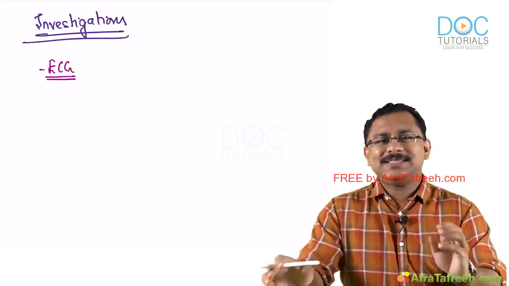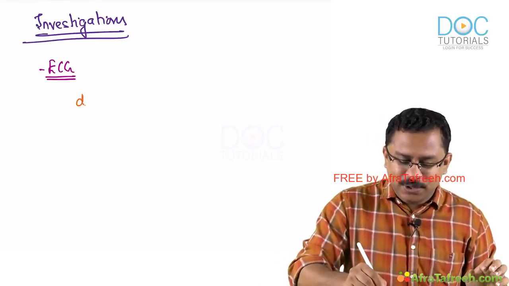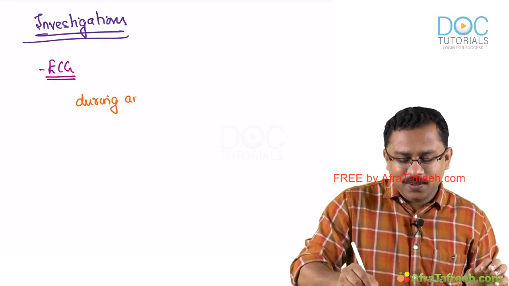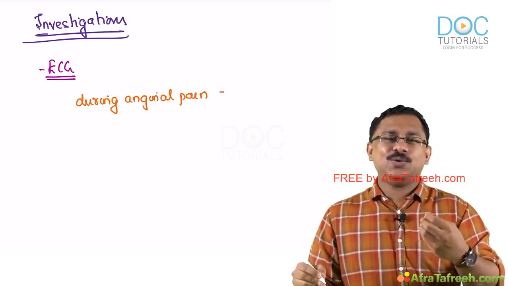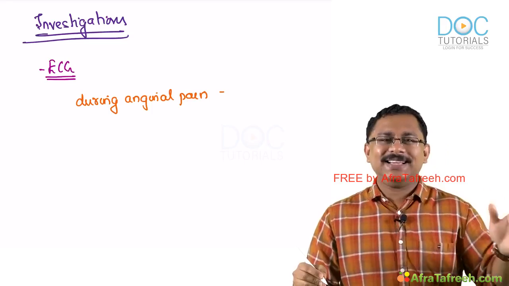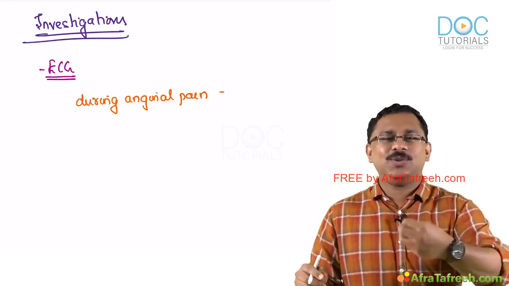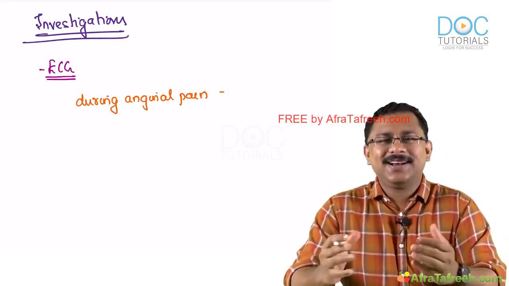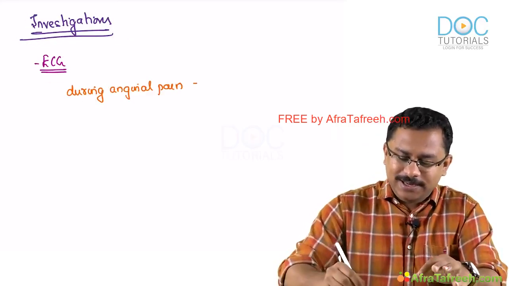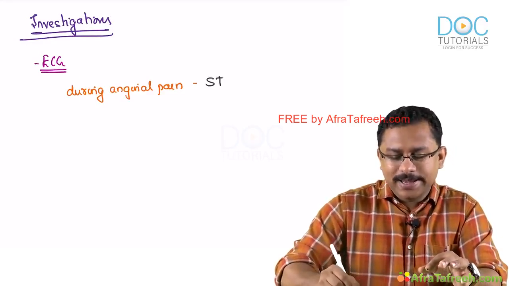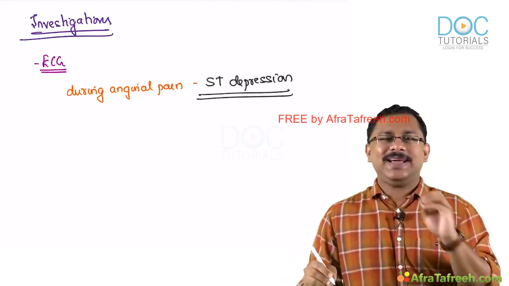So during the anginal pain, if you have a patient who stays very close to the health facility, and immediately when he develops a chest pain he is brought to the clinic, and an ECG is taken at the time he is having an anginal pain, at that time you are likely to get an ST depression. Because of the ischemia, there may be ST depression. That is during the anginal pain.